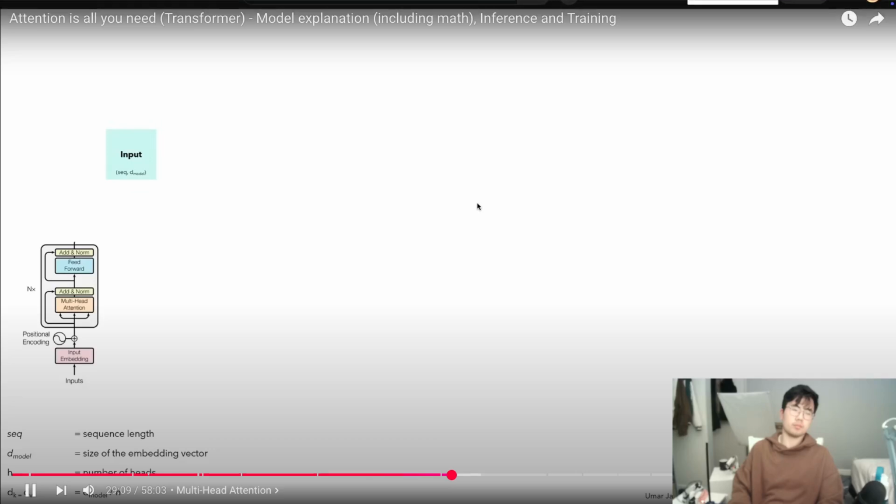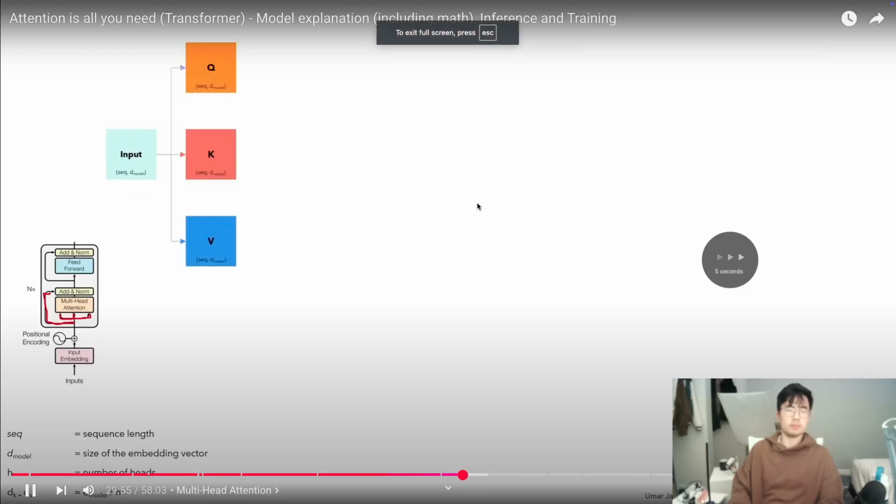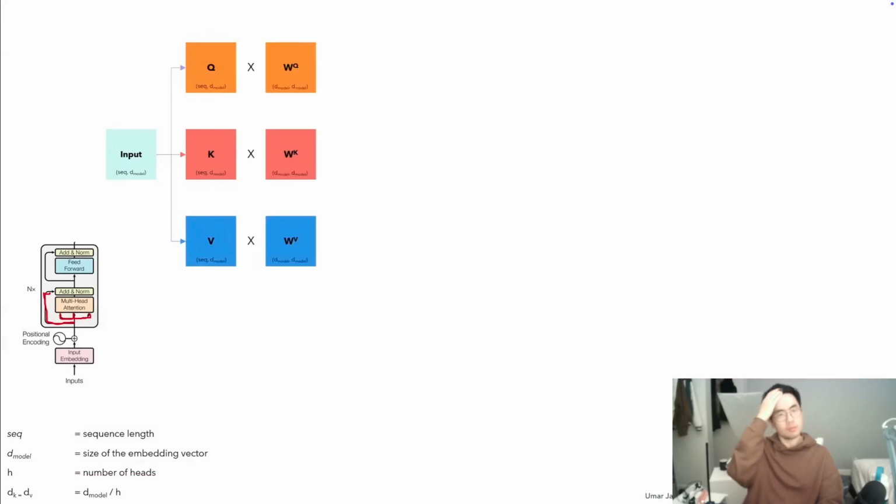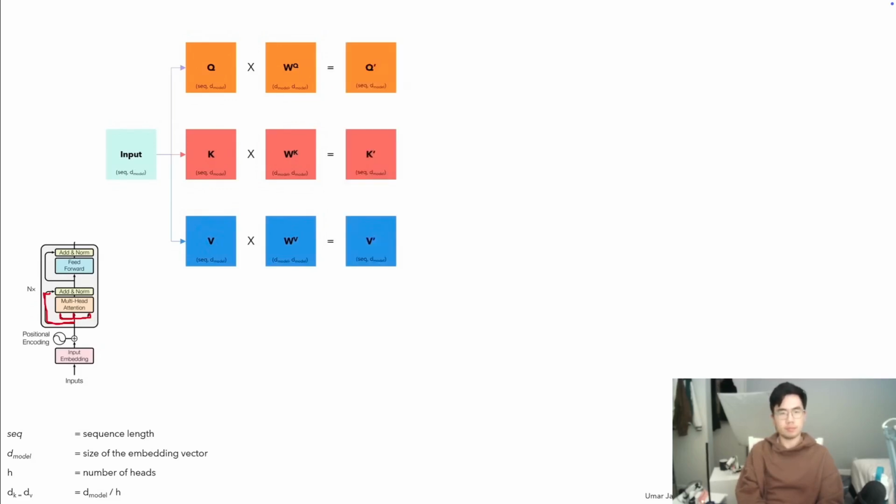So what does the multi-head attention do? First of all, it multiplies these 3 matrices by 3 parameter matrices called WQ, WK, and WV. These matrices have dimension D model by D model. So if we multiply a matrix that is sequence by D model with one that is D model by D model, we get a new matrix as output that is sequence by D model. So basically the same dimension as the starting matrix. And we will call them Q prime, K prime, and V prime.